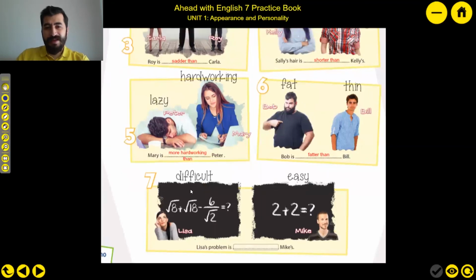And the last exercise, the seventh, Lisa's problem. This is Lisa's problem. This is Mike's problem. Difficult and easy. So Lisa's problem is difficult. So what do we use? Lisa's problem is more difficult than Mike's.